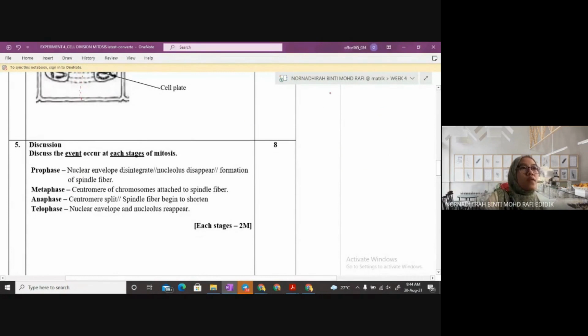Okay, and then kita tengok discussion. Total tadi adalah 12 because of 3 times 4 drawing. Each of the drawing consists of 3 marks. So in total there will be 12 marks altogether.